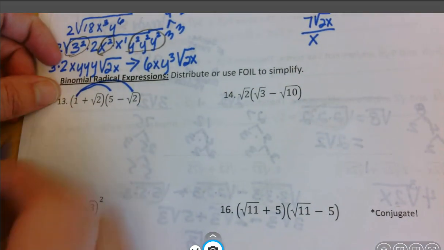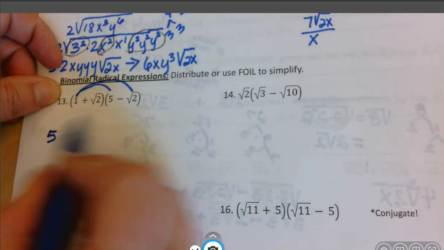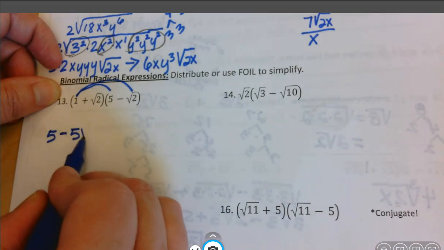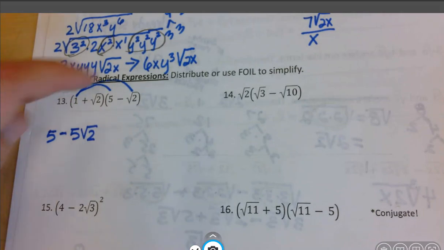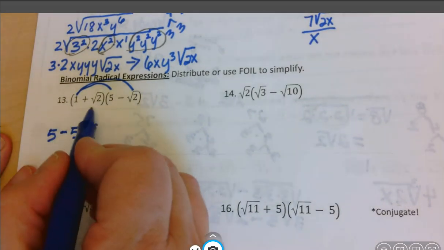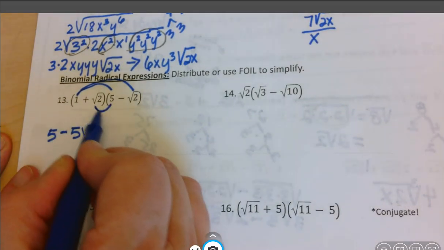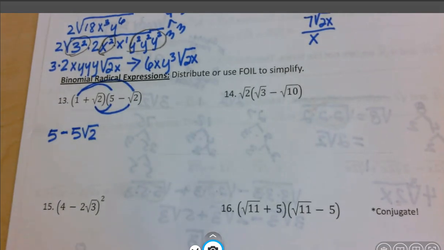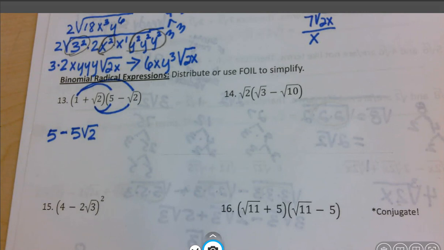So 1 times 5 gives me 5. And 1 times negative root 2 gives me negative 5 root 2. So I multiply the 1 times everything in the second set. And now I'm going to multiply the root 2. So I'm going to do root 2 times 5 and root 2 times negative root 2. Yes? Can you say that one more time?